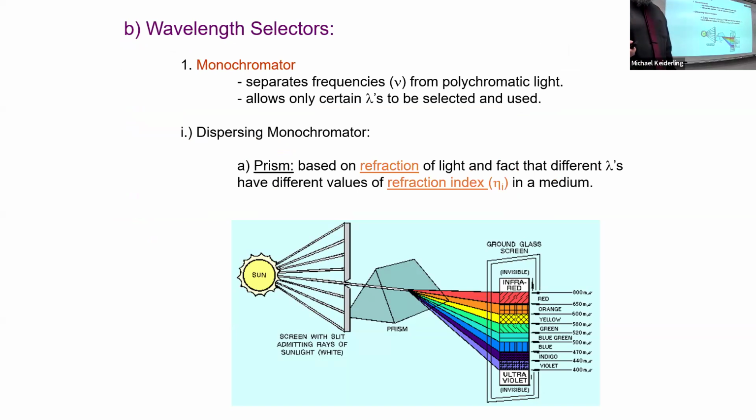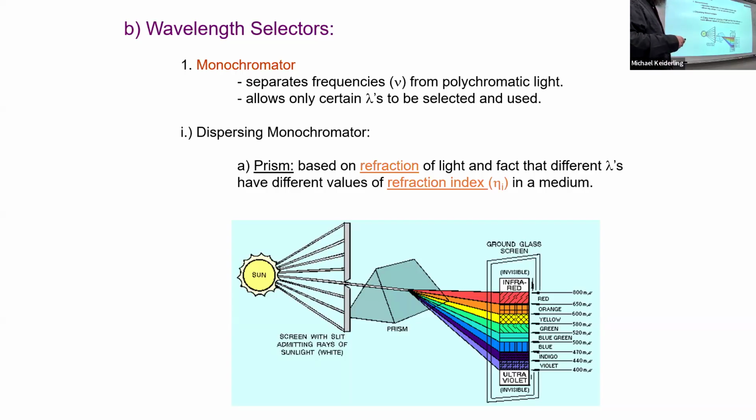Then a monochromator is some wavelength selector. You separate specific frequencies from polychromatic light. It only allows certain wavelengths to be selected and used. A dispersing monochromator is based on separating out wavelengths, spreading them apart, and then choosing a slice of them, basically.